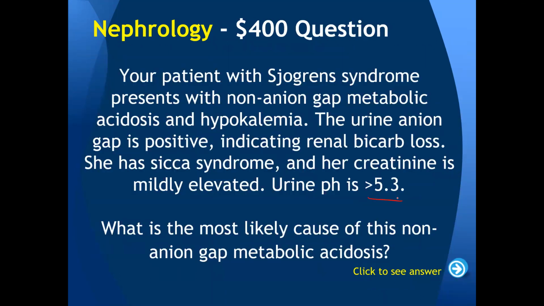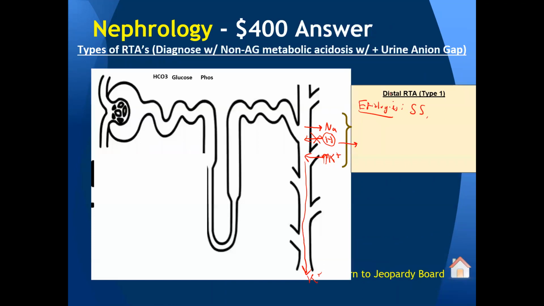And the reason why is that these patients really can't acidify their urine at the very end of the process in the collecting duct. And because they're not secreting H, they're going to have basically a really high pH urine that's higher in bicarb and not acidic. All right, cool.